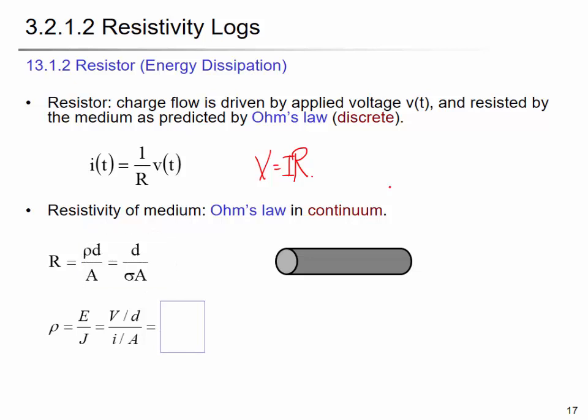So here R is defined as the resistivity times D, the distance, and A is the area.